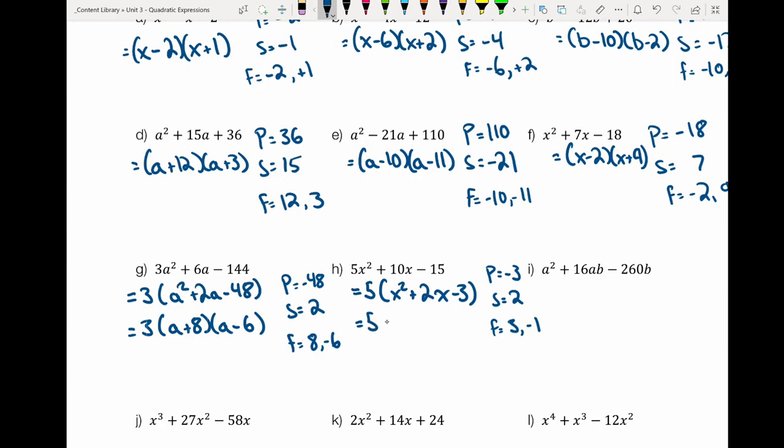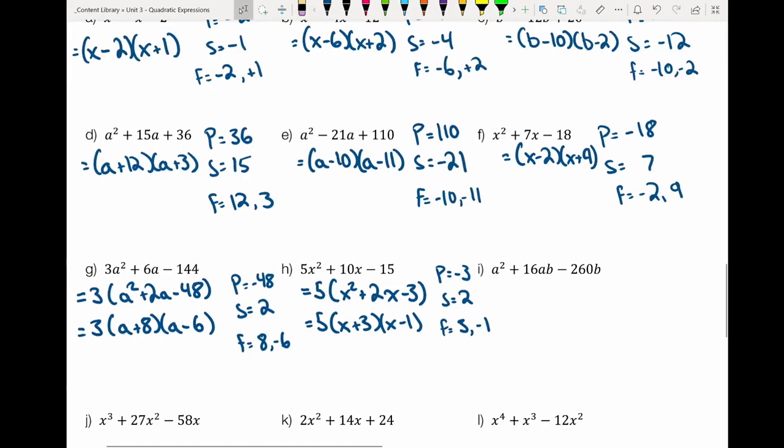So 5 remains there. I'm going to break this trinomial up into two sets of brackets. My variable is x, plus 3 is my first number, then x, and then -1 is my second number. And that's the factored form.